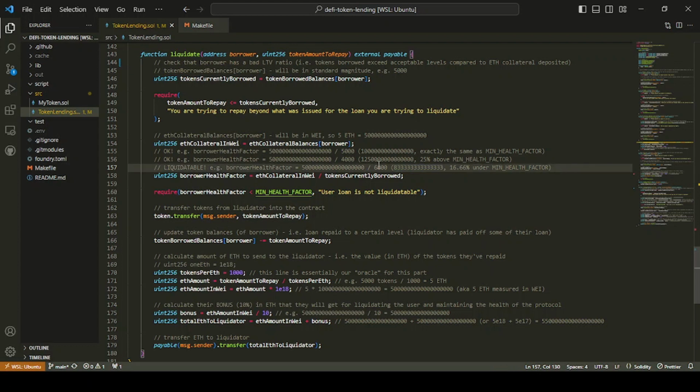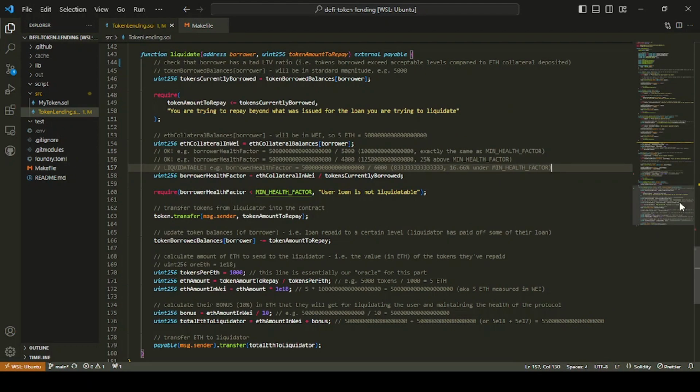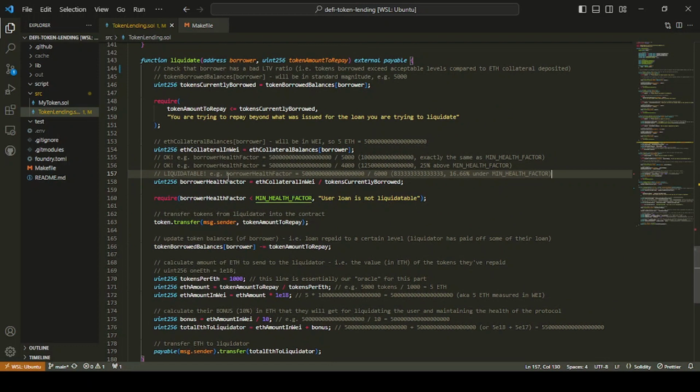Okay. So what we're going to do is, I think in our makefile, if you look here, borrow tokens, we're borrowing 4,000 with 5 Ether. So they're 20% over. I think their health factor is like 1.2 or something like that, in that situation. But what we're going to do then is, if you look here, what's going to happen is this health factor is going to be, in our scenario, they have this.